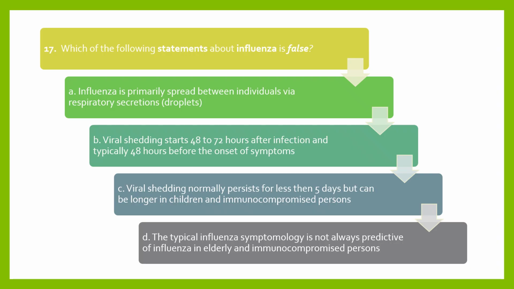Question 17. Which of the following statements about influenza is false? A. Influenza is primarily spread between individuals via respiratory secretions or droplets. B. Viral shedding starts 48 to 72 hours after infection and typically 48 hours before the onset of symptoms. C. Viral shedding normally persists for less than 5 days, but can be longer in children and immunocompromised patients. Or D. The typical influenza symptomology is not always predictive of influenza in elderly and immunocompromised patients.